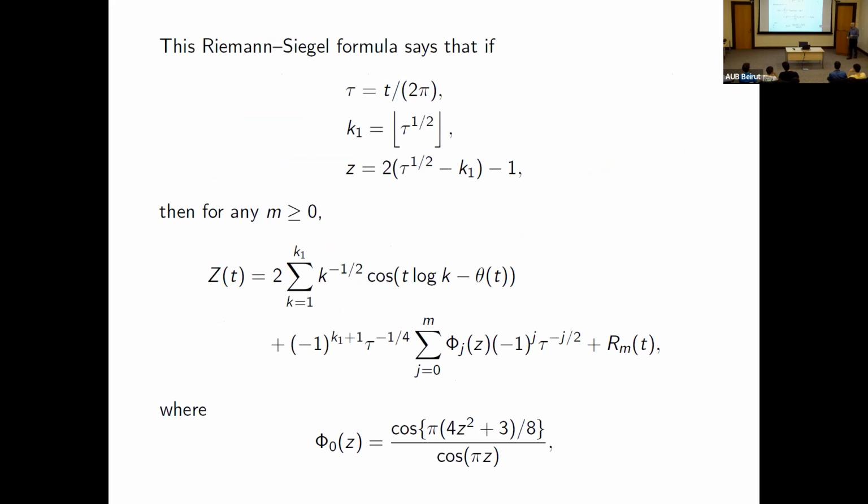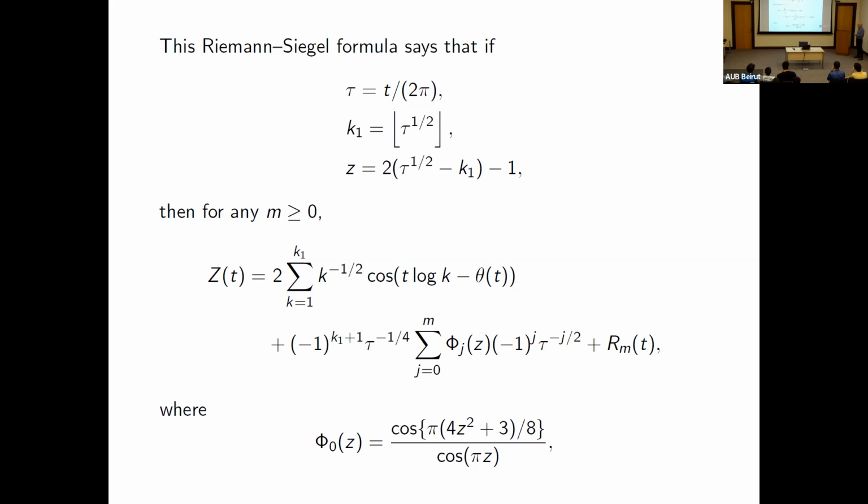Okay, so let me state the Riemann-Siegel formula. It's a very precise formula, like there is less choice over the parameters. For a given t, you define tau to be t over 2 pi, and then K1 will be the length of the main sum in the Riemann-Siegel formula. It's equal to the floor of the square root of t over 2 pi. That's why the main sum has this length.